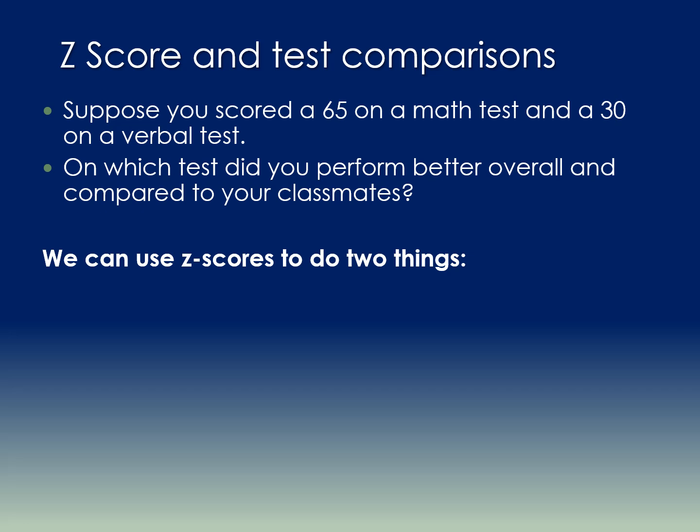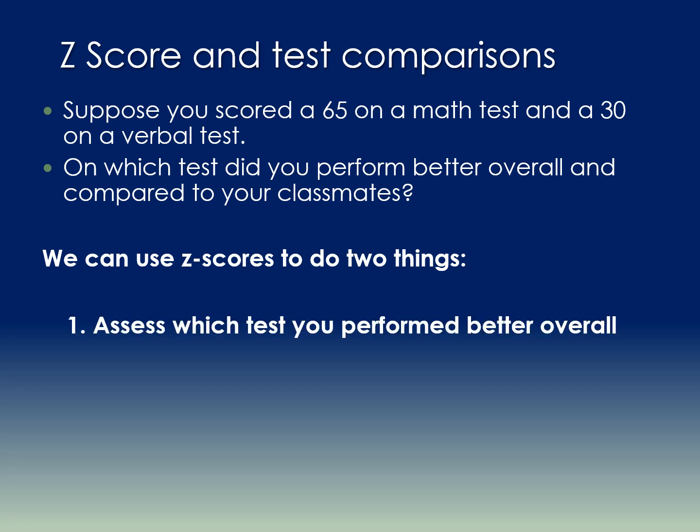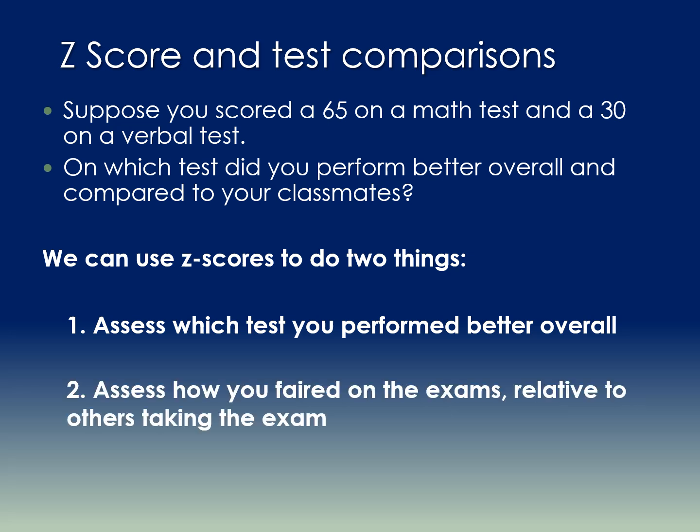But you've got to put yourself in the mindset of a researcher, where you're comparing things against everybody else, because these normal curves are supposed to represent populations. So where did you fall compared to the rest of the class? In this case, it's going to be the population. Those things interest researchers. It's not going to interest you because you want to know your grade, but nevertheless, here we go. We're going to do two things. We're going to assess on which test you performed better overall. Are you better at math, or are you better at verbal skills? And how you fared on both exams relative to the others taking the exam. In other words, how do you compare to your classmates?